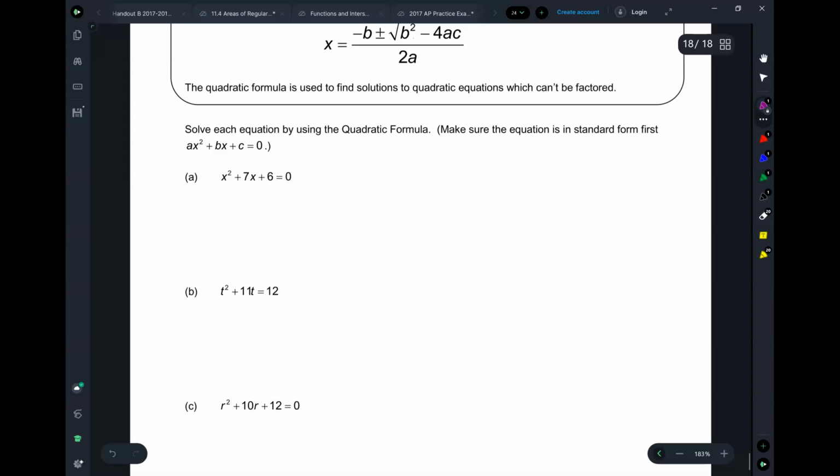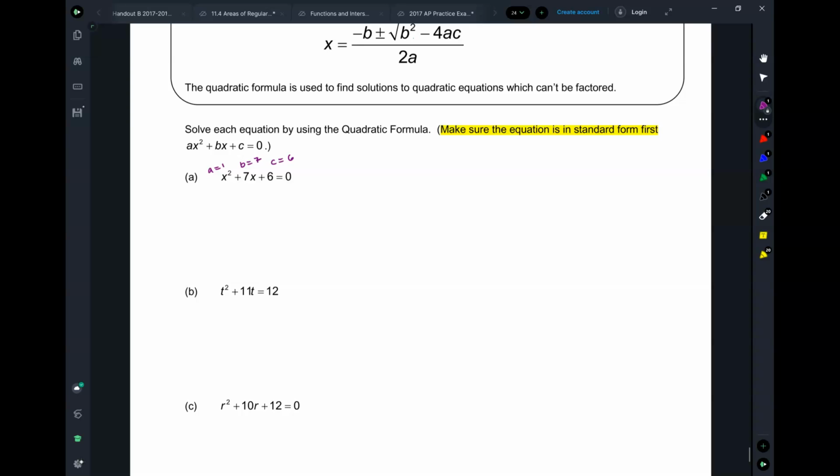Okay, so let's do each of these. It's important to put the equation in standard form first. Standard form means the x squared term is first, then the x term, then the constant term, okay? All right, so now, let's see what the coefficients are. What's the coefficient of the x squared? 1. So a is 1. B is 7. C is 6. And it's important that we take the sign along with it. So for example, if this was minus 7, it would have been negative 7 for B.